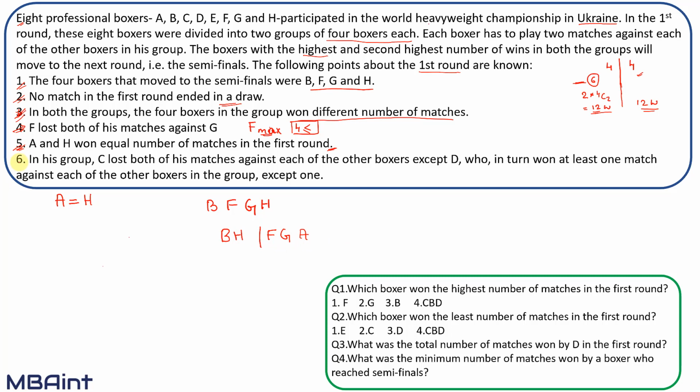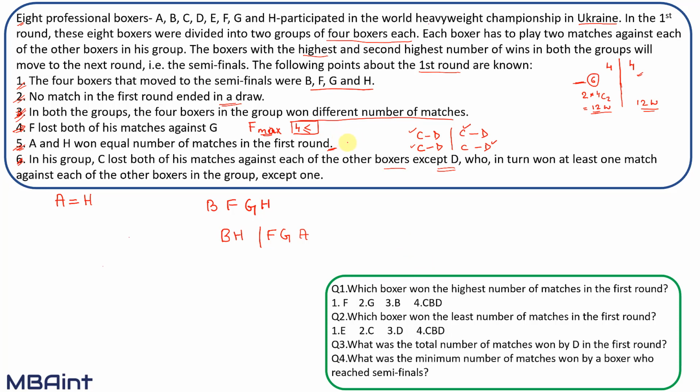Fine. Now the sixth point says that in his group, C lost both of his matches against the other boxers except D. So C will lose all the matches except against D. Okay. So there are 2 possibilities for the 2 matches between C and D. One case is that C wins both the matches with D, or C wins just 1 match with D and loses 1 match to D. Right, these are the 2 possible cases.